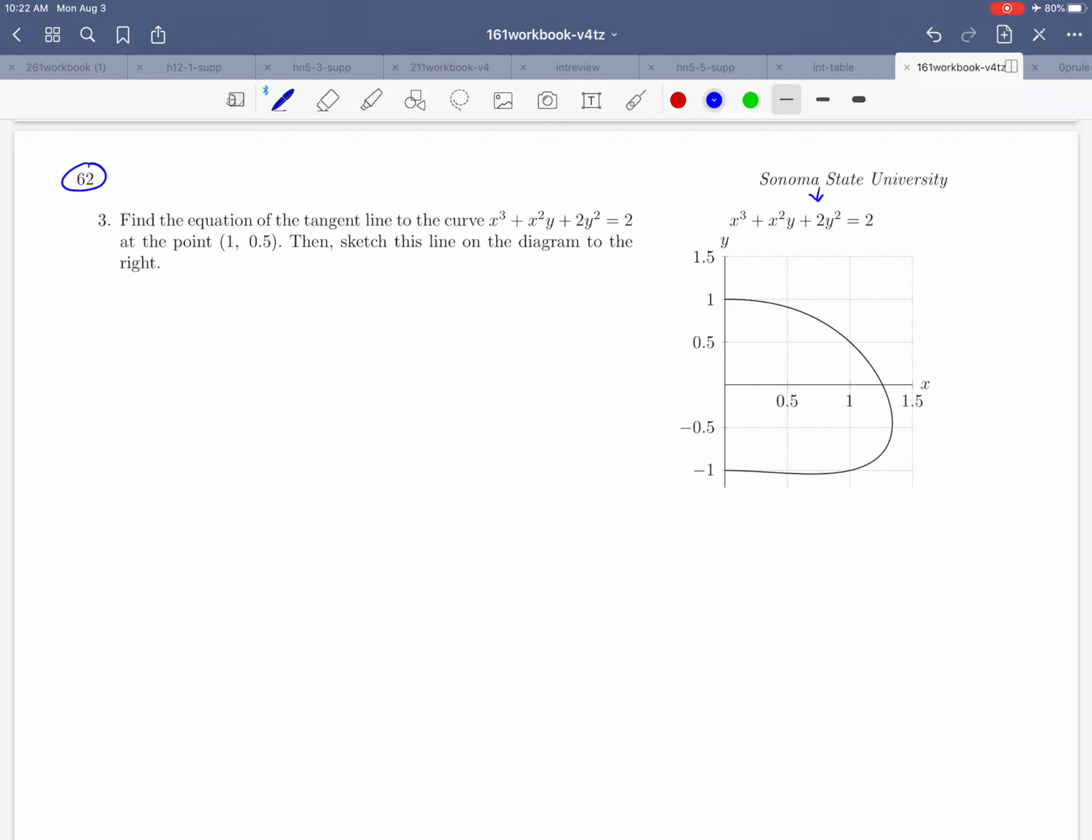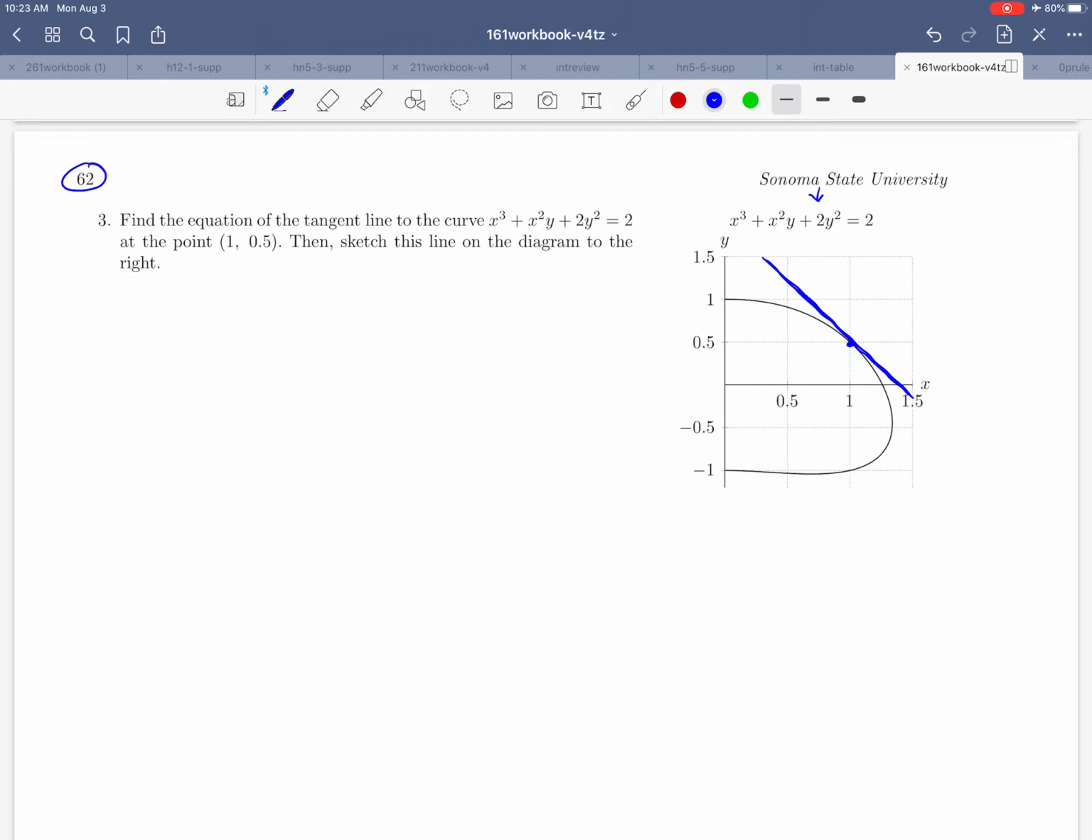Okay, why don't we start with the sketching of the line? Where's the point (1, 0.5)? That's going to be right here where x is 1 and y is 0.5. And we want to find the equation of this line, the line that's tangent to the curve at that point.